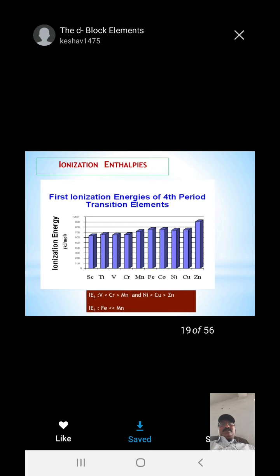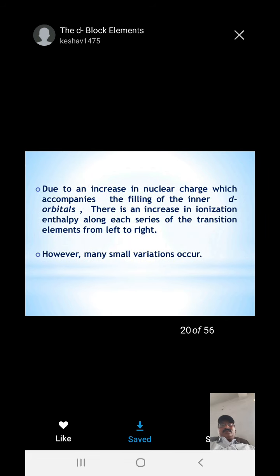Ionization enthalpy. We know very well, if atomic size decreases, then ionization enthalpy increases. Same way, due to the increase in nuclear charge which accompanies the filling of the inner d orbitals, there is an increase in ionization enthalpy along each series of the transition elements from left to right.